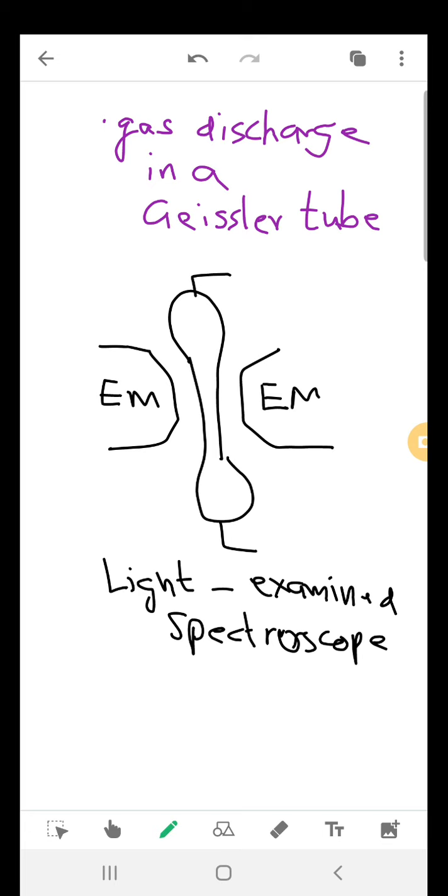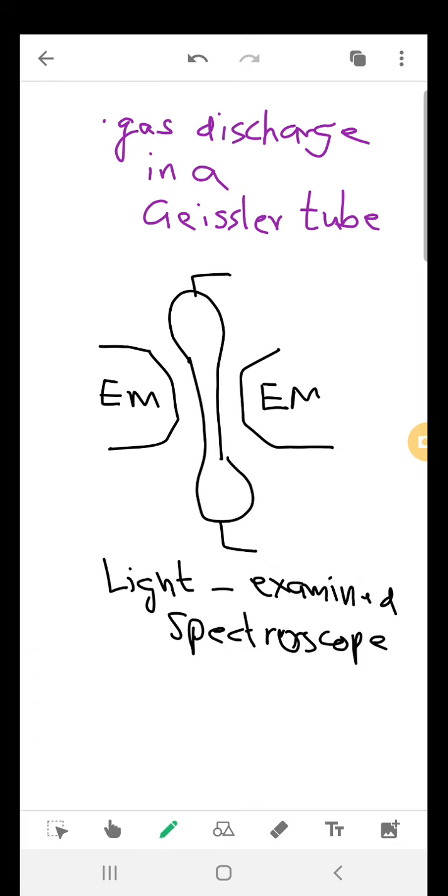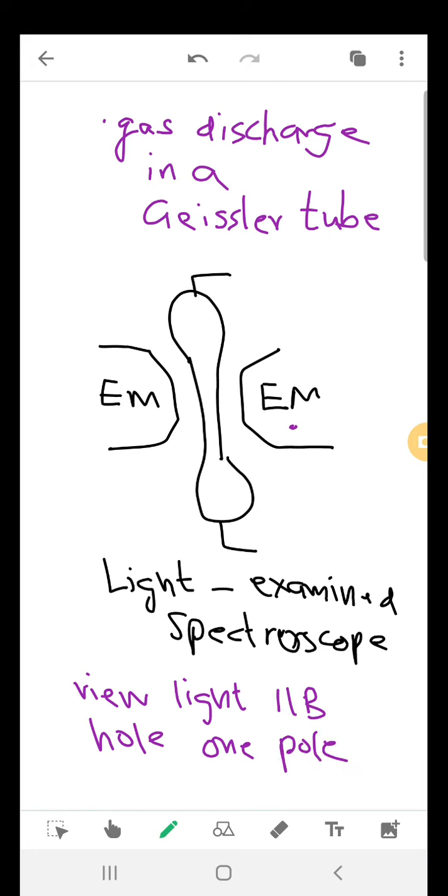In order to view the light parallel to the field, a hole is drilled in one of the pole pieces along the axis of the magnet. So here a hole is drilled in one pole piece.